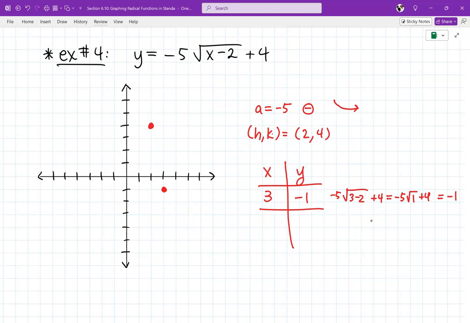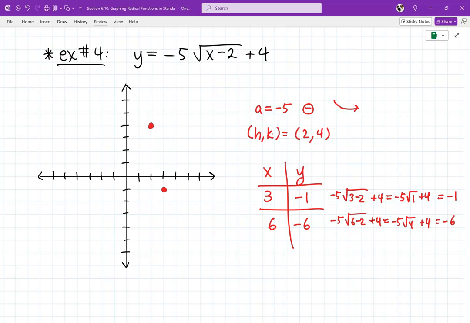All right, let's try a different number here. What other number should I try? I tried a 3, which resulted in a 1. 6 minus 2. Yeah, we'll try 6. I like 6, because 6 minus 2 is 4. The square root of 4 is 2, right? So negative 5 square root of 6 minus 2 plus 4. That's negative 5 square root of 4 plus 4. All right, the square root of 4 is 2. 2 times negative 5, negative 10. Now add 4, negative 6.